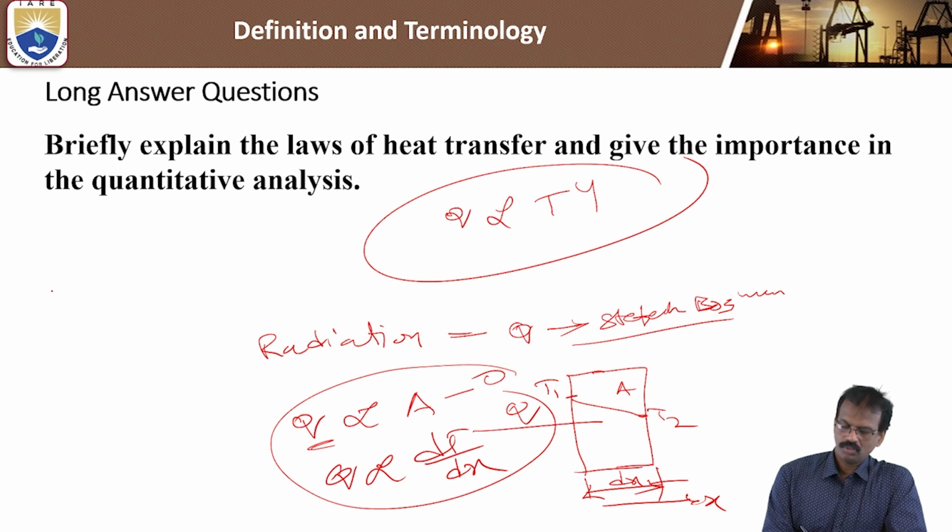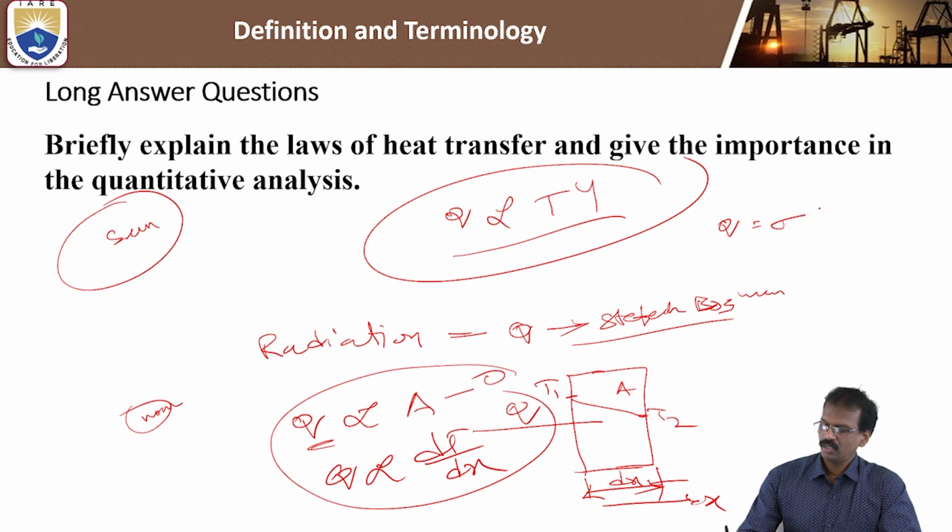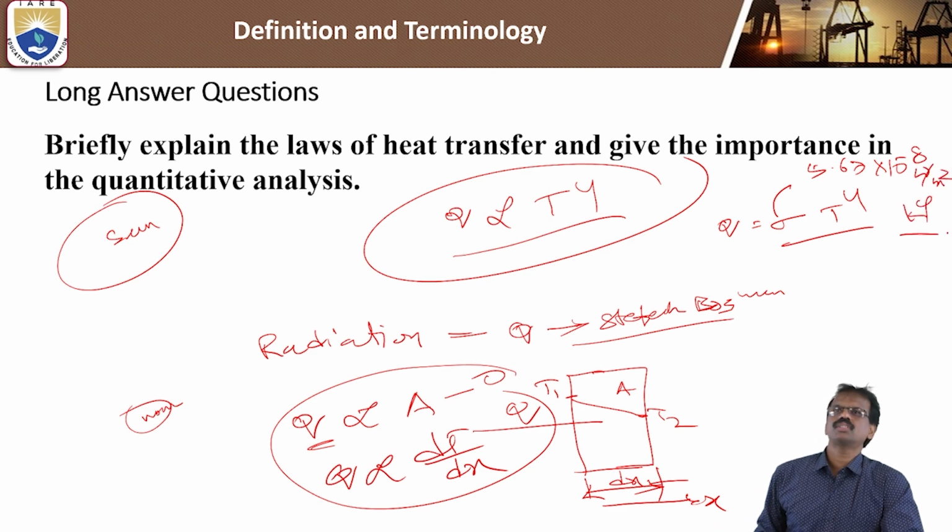Suppose there is a big body and small objects. In this case we neglect the areas and we take this formula. Suppose this is the sun, this is the moon. The areas are very big, so there's no need to consider them. In this case we can take q, remove the proportionality, and give the constant, called the Stefan-Boltzmann constant, sigma, into T to the power of 4. The value of sigma is 5.67 × 10^-8 watt per meter square Kelvin to the power of 4.